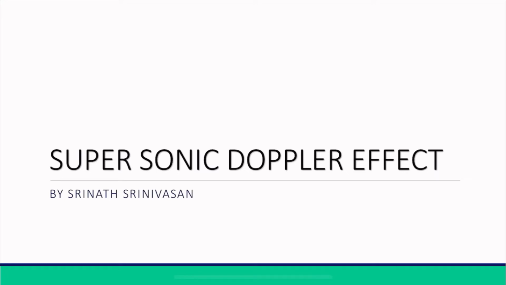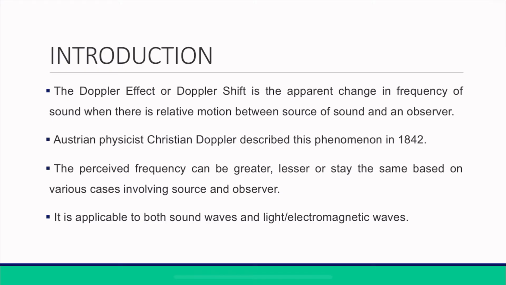Hello everybody, today we'll talk about the supersonic Doppler effect. So the Doppler effect, or Doppler shift, is the apparent change in frequency of sound when there is relative motion between source and the observer. Austrian physicist Christian Doppler described this in 1842. The perceived frequency can be greater, less, or stay the same based on different cases, and it's applicable both to sound waves and light waves, but we're going to talk more about sound waves.